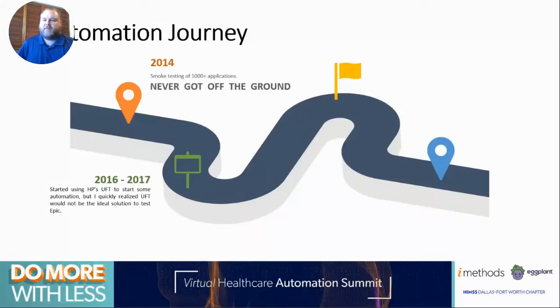In 2016, I moved into the QA testing team, and my focus moved to manually testing Epic. I started using HP's UFT to start some automation, but I quickly realized UFT would not be the ideal solution to test. One of the reasons being that UFT spoke directly to the actual objects, and so I started looking at other applications that might work better for Epic as well as other applications we had.